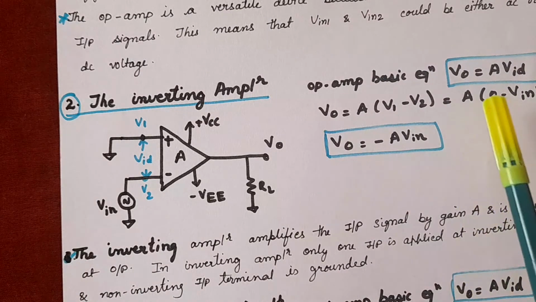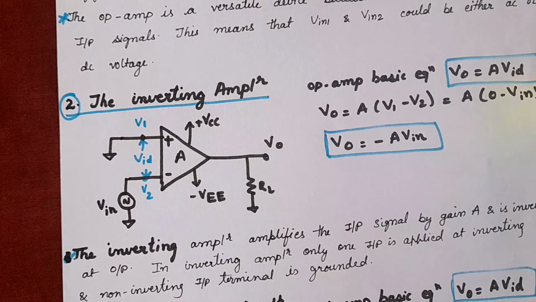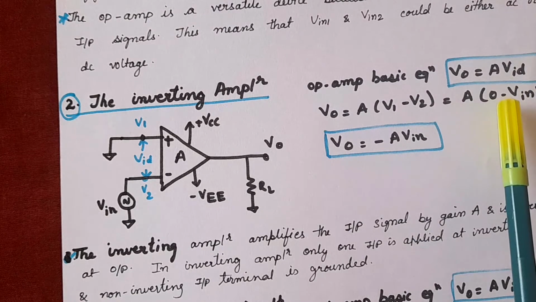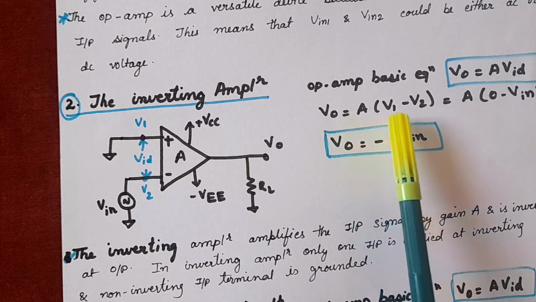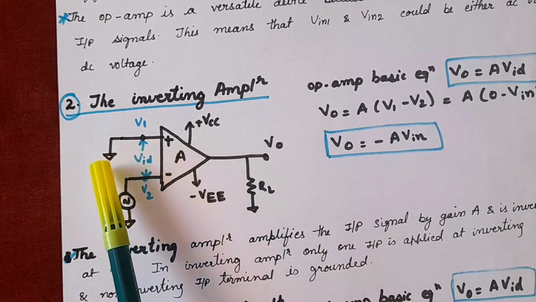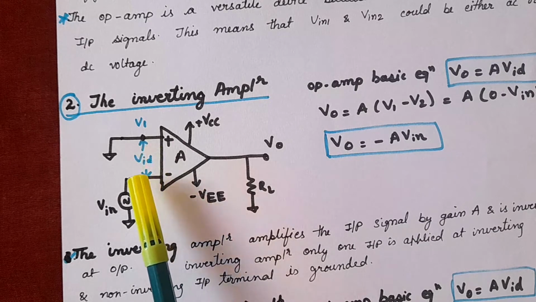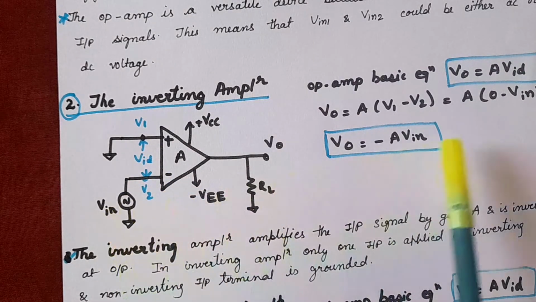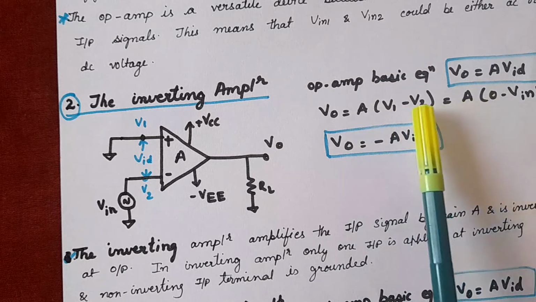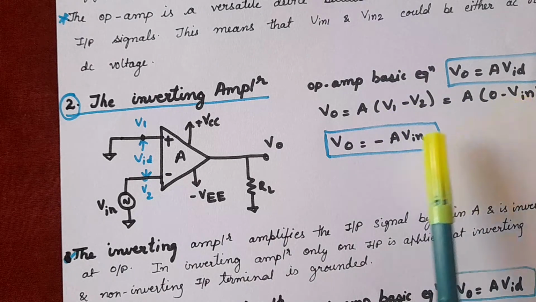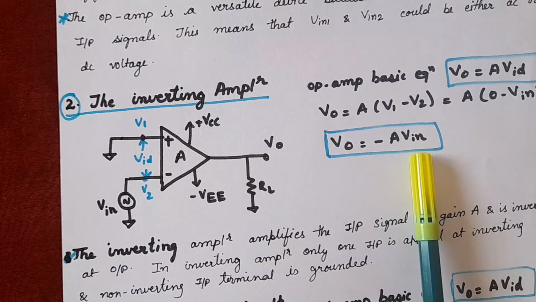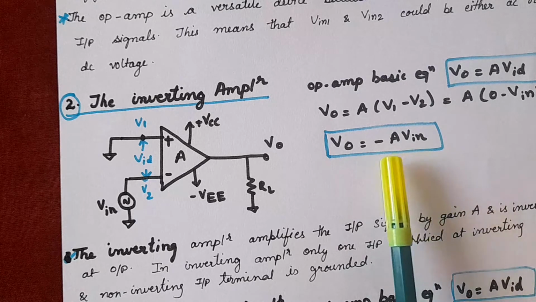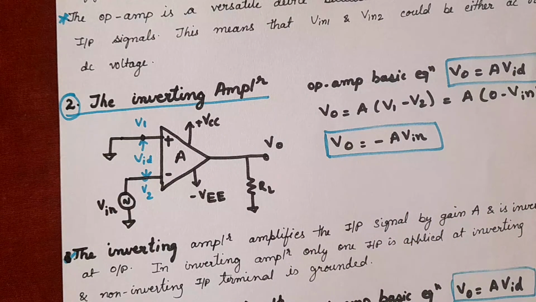The op-amp basic equation is V0 is equal to A times VID. VID is equal to V1 minus V2. So V0 is written as A times (V1 minus V2). V1 is how much? As it is ground, V1 will be 0. V2 will be equal to Vin. So we have substituted V1 as 0 and V2 as Vin. On simplifying, we will get V0 is equal to minus A times Vin. The inverting output voltage equation is V0 is equal to minus A times Vin.